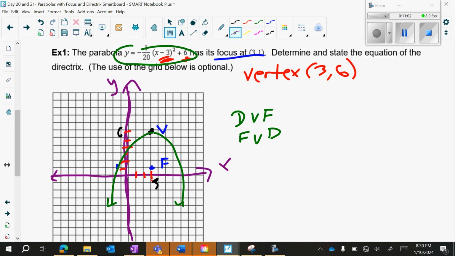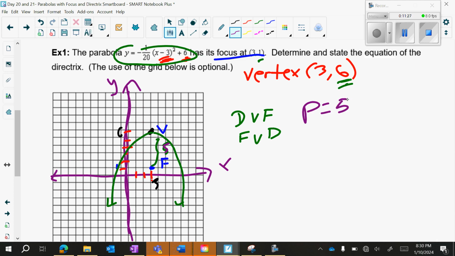So you can find now the coordinates, you can find the value of P by just counting how many units from the vertex to the focus. So if the vertex is 3, 6, and the focus is 3, 1, the difference between 1 and 6 is 5. So this means that P equals 5.